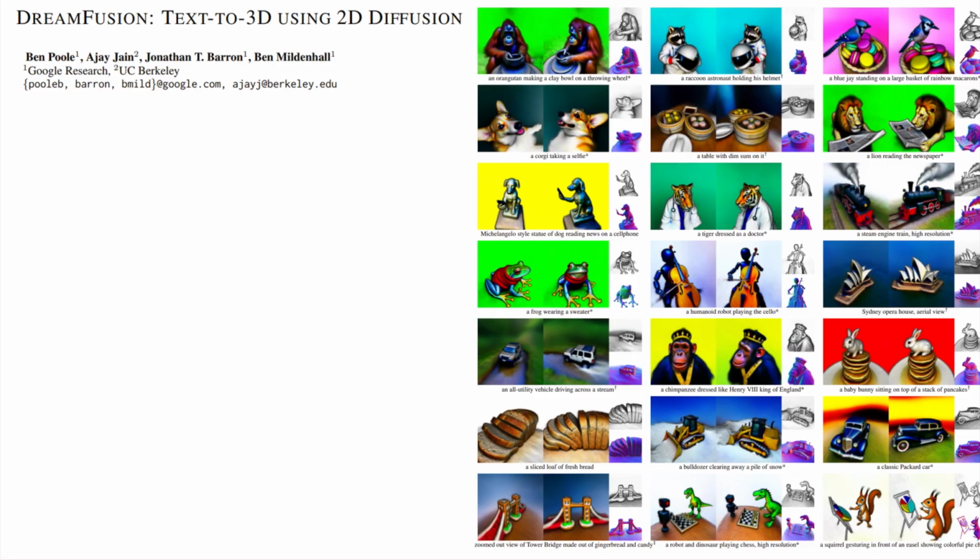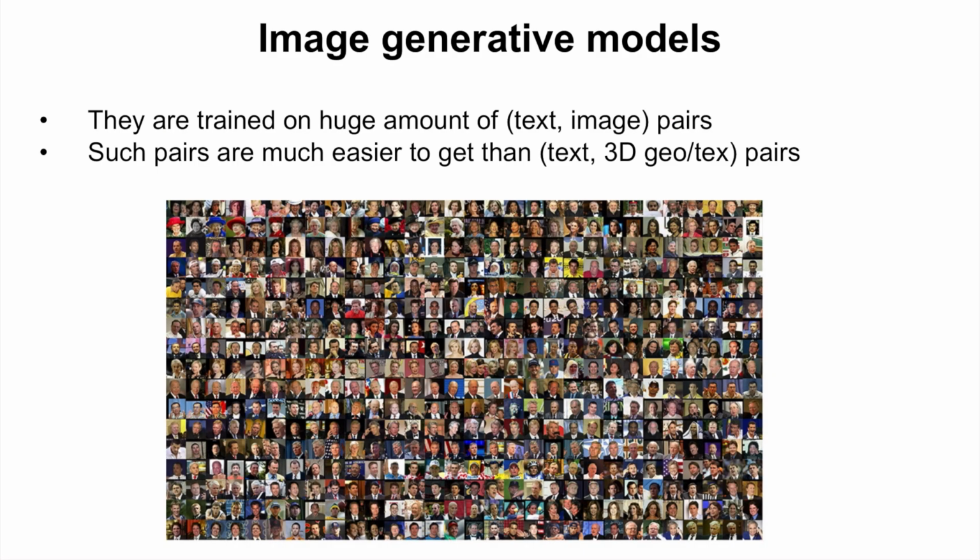It is one of the first approaches for text-to-3D generation, only using 2D diffusion. And this shows the qualitative result. As you can see, the quality is actually a little bit limited, not very good, but this is one of the first attempts at achieving text-to-3D generation. As I introduced, image generative models are trained on huge amounts of text-to-image pairs, right? And such pairs are much easier to get than text and 3D geometry-texture pairs. That is the motivation of this work. Instead of collecting an expensive dataset, how can we utilize a pre-trained image generative model for text-to-3D generation?